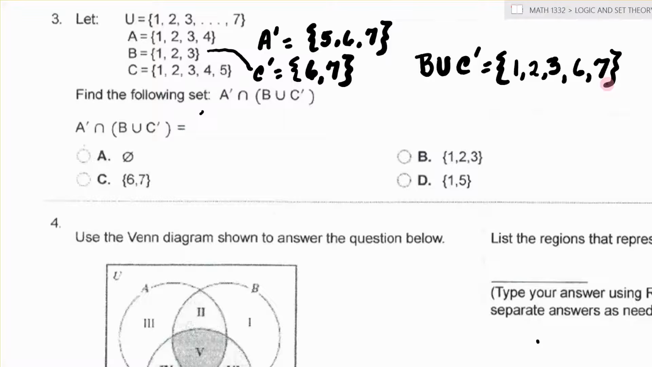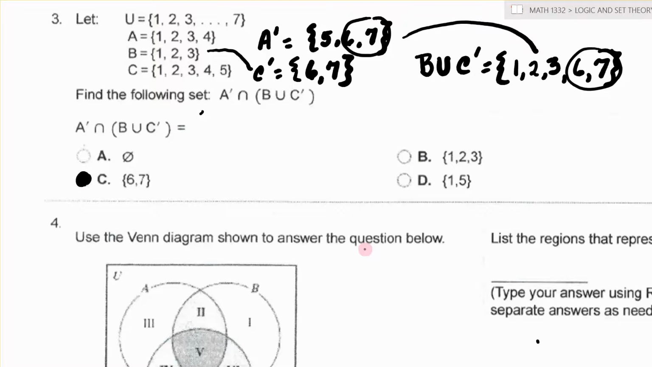Complement. All right. Now, I need the intersection between these two. What do they have in common? Well, it appears to me that they have a 6 and 7 in common, and that is choice C. So my recommendation to you is, if there are some complements, you probably need to take the time to find them.